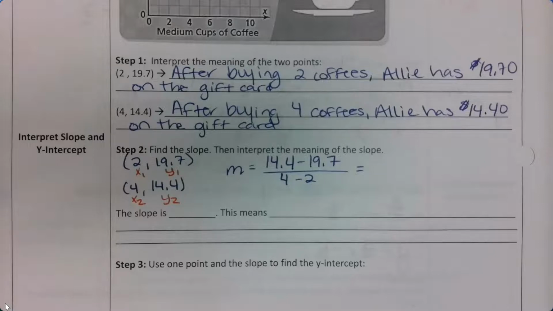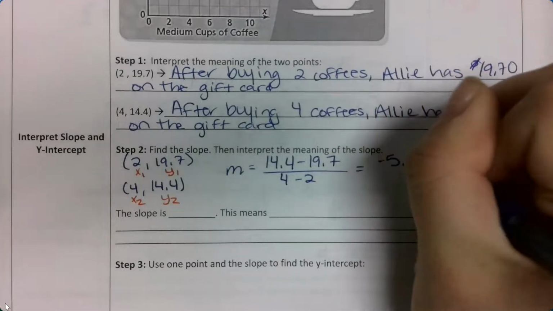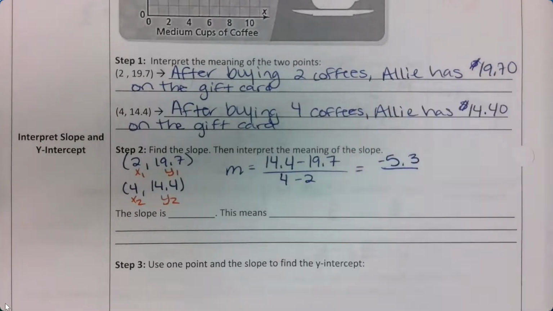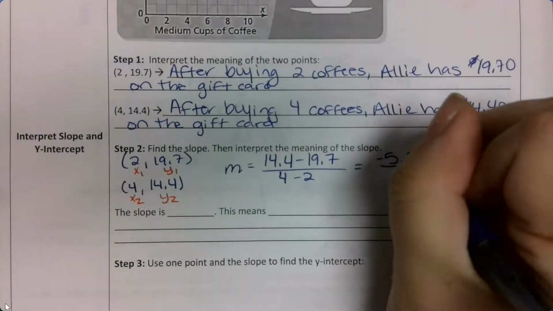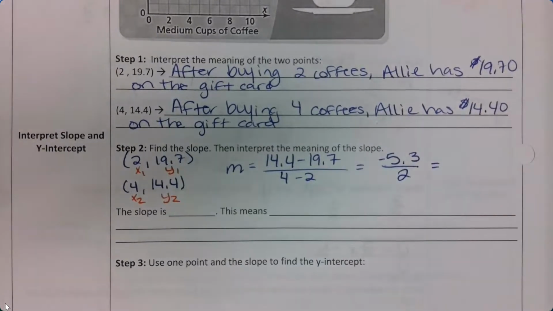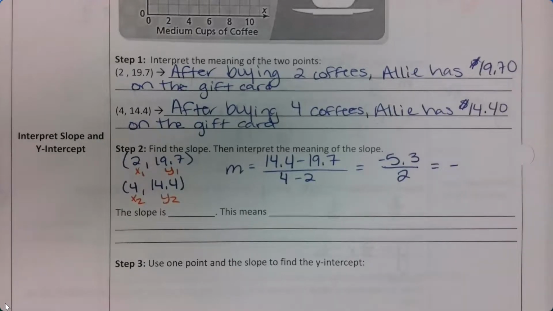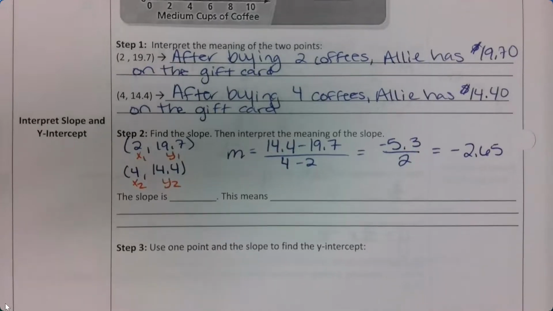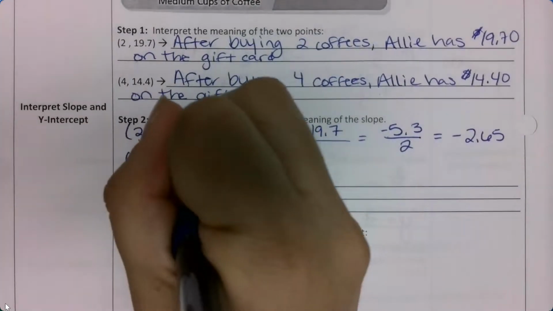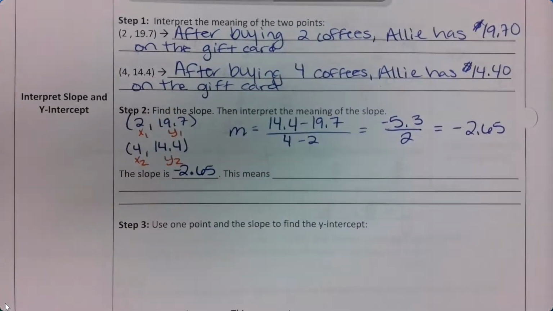Okay, so what's 14.4 minus 19.7? -5.3. Yeah. Okay, what's 4 minus 2? Okay, so then I want to do negative 5.3 divided by 2 on the calculator. Negative 2.65. Yep, negative 2.65. Okay, so that is my slope. Do you want to put that as a fraction? No, because this one is talking about money.